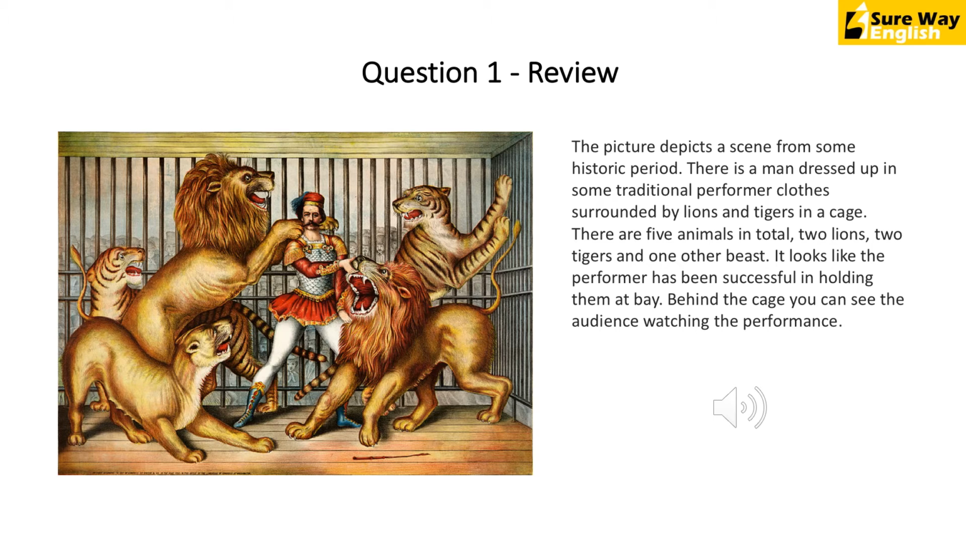And in this case, it was that it looks like the performer has been successful in holding them at bay. Holding them at bay means keeping them away, keeping them at a distance, that it looks like he has been successful in keeping himself safe among the animals. And then the last sentence was that behind the cage you can see the audience watching the performance. So that's just another point.